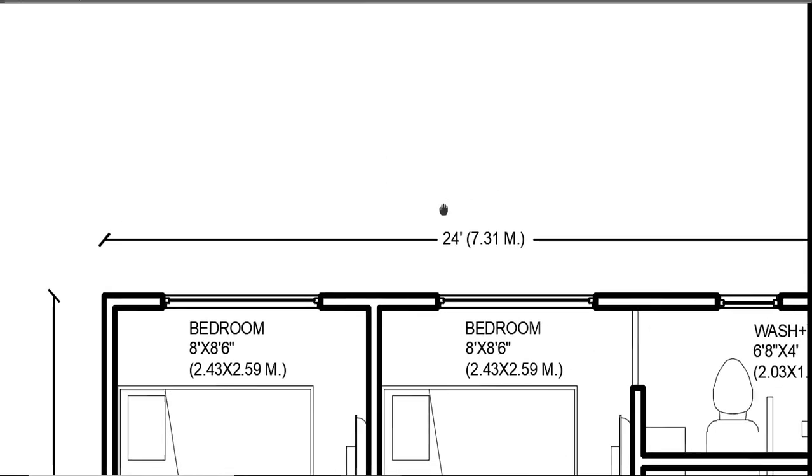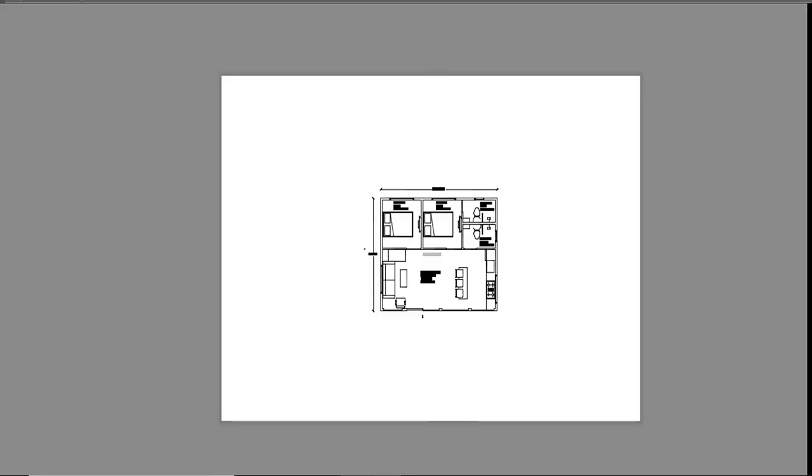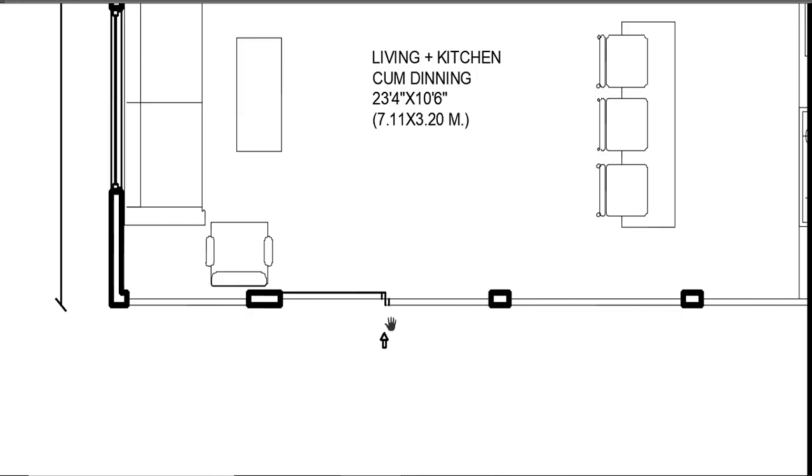Total area I have taken is width 24 feet, in meter 7.31 meter, and the length is 20 feet, in meter 6 meter. So in the front we have a sliding door here. After that we will go inside.